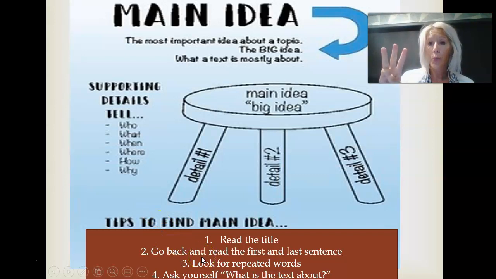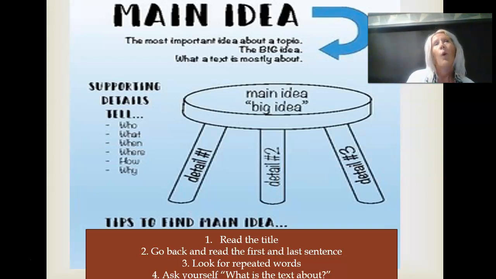Number 3, look for repeated words. Are words repeated over and over in a passage? That might be a clue that that's what the main idea is. And then lastly, after you read something, ask yourself, what is this text about? That is also helping you to comprehend or understand what you're reading. When you look back and you think about what you read and think in your mind, what was that mostly about? What did I just read about? Some tricks to help you.